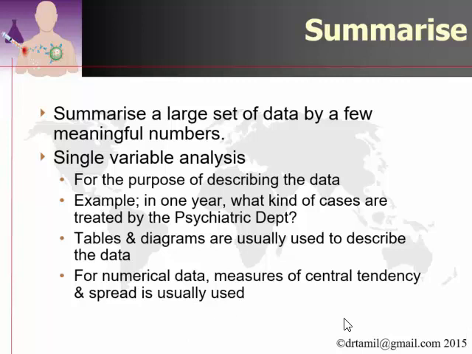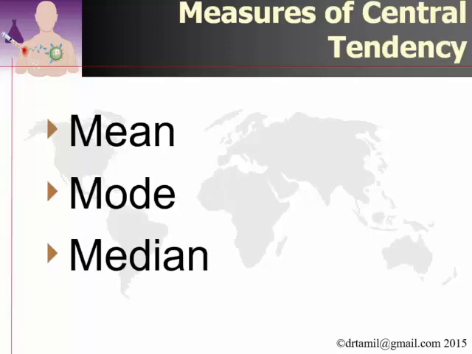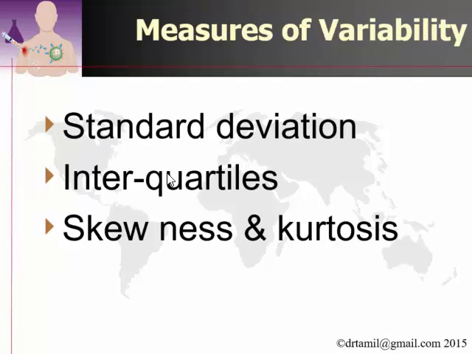So let's go one by one. What is meant by measures of central tendency and spread? We have three kinds of measures of central tendency: the mean, the mode, and median. As stated earlier, the mean is the average of all the data set. The mode is the data that is the most frequent. Median is the middle point. For measures of variability or the spread, we have standard deviation, interquartiles, skewness, and kurtosis. So we're going to go through all these one by one.